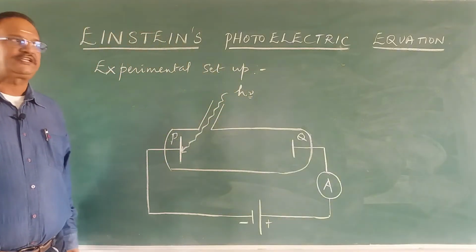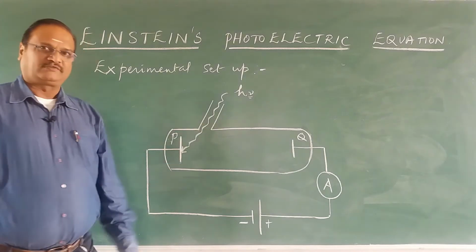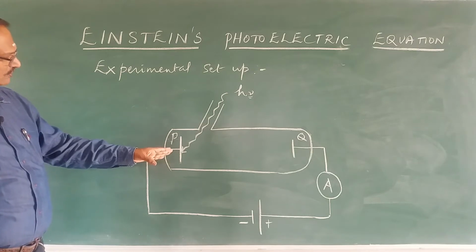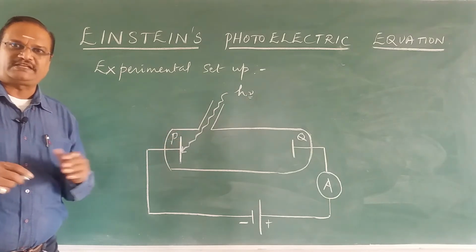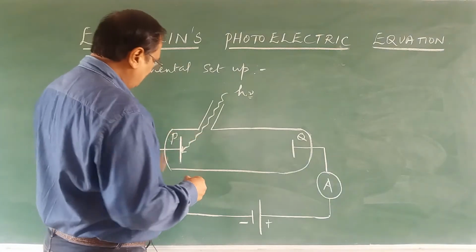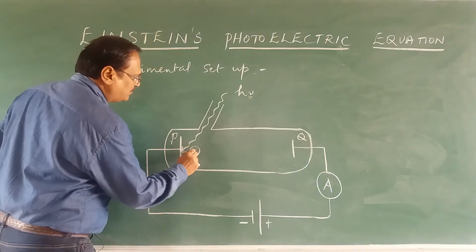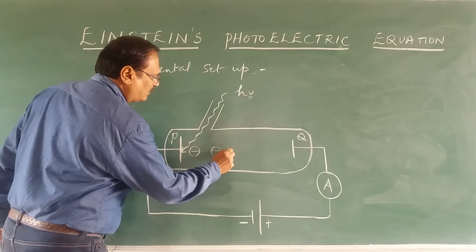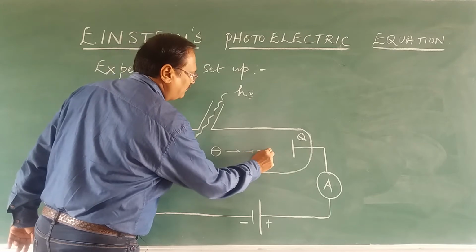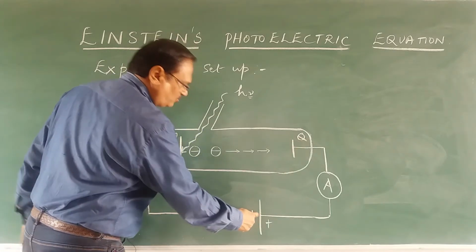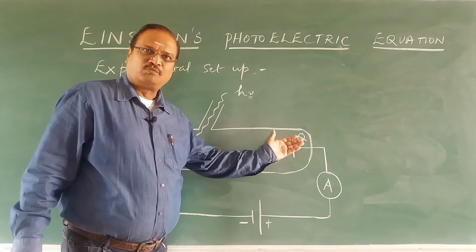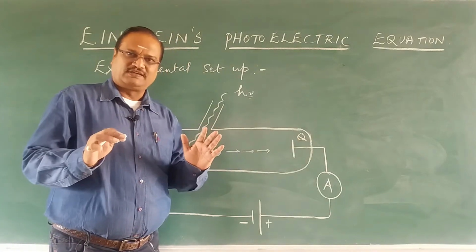The ammeter will measure the current. Now you are subjecting it to the photon. Now the energy is there and electrons are ejected. The electrons will move because plate Q is positive and the electron is negative, so it will be attracted towards the positive plate. Yes, you got this now?